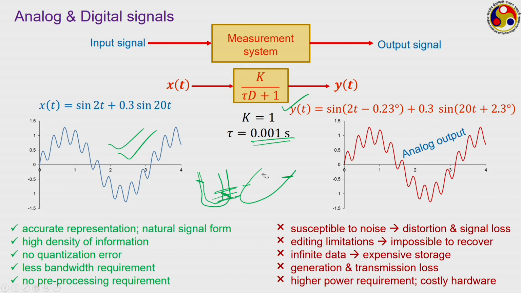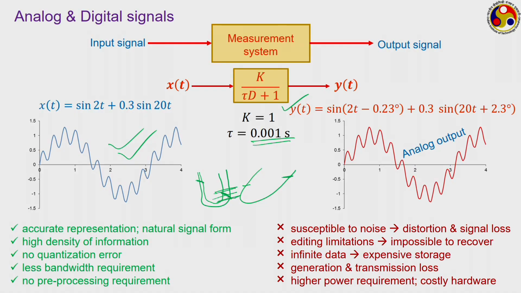So, the analog signal is susceptible to noise, generally from the surroundings, and sometimes from the physical system itself. There are editing limitations. Once some portion of the signal is lost, it is not possible to recover that. Infinite data is an advantage, but that leads to very expensive storage. It always looks good to see this kind of signal on a cathode ray oscilloscope, but when we talk about saving it, we theoretically have to save an infinite number of data points, leading to extreme difficulty in storing and also in post processing the same amount of data.